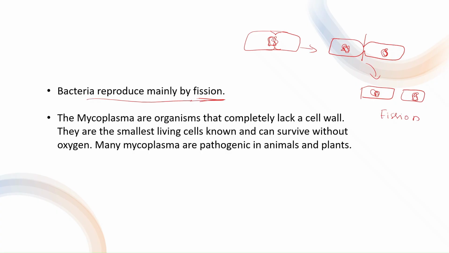The mycoplasma are organisms that completely lack a cell wall. They are the smallest living cells known and can survive without oxygen. It's very, very important. They may ask which is the smallest living cell, or which bacteria lacks a cell wall, or which organisms survive without oxygen. Many mycoplasma are pathogenic in nature, that is, they affect animals and plants.